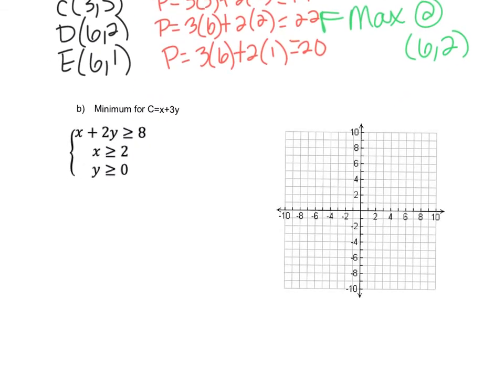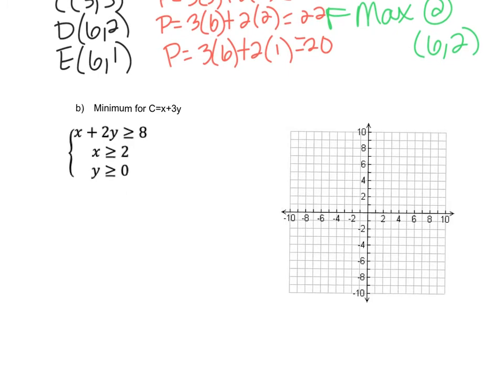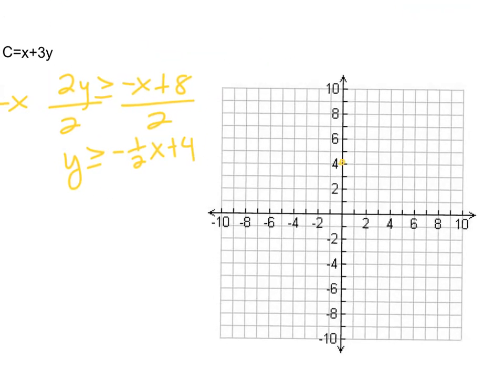All right, the next one, let's find the minimum for this objective function, but we have to first graph all of these and figure out our feasible region. So let's graph it. We need to subtract x from both sides. That would give me 2y is greater than or equal to negative x plus 8. Divide by 2. So y is greater than or equal to negative 1/2 x plus 4. So let's graph it. It's going to be a solid line.